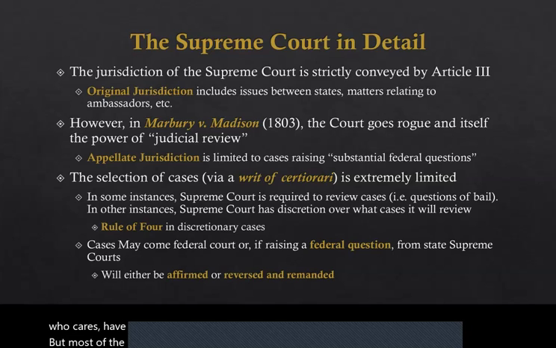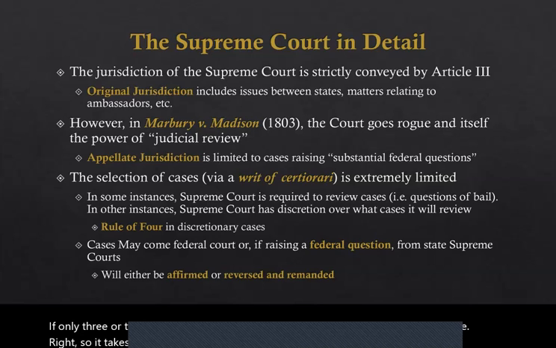And what they do is they have an informal understanding, so it's not written down anywhere, it's not required. It's called the Rule of Four in discretionary cases. So basically, if 4 justices want to hear a case out of the 9, then the Supreme Court will hear that case. It will grant a writ of certiorari. If only 3 or 2 or whatever want to hear the case, then they won't hear the case, right? So it takes 4 out of the 9 to hear a case.